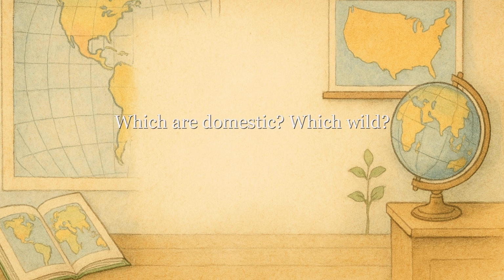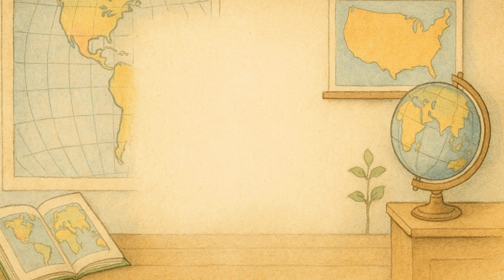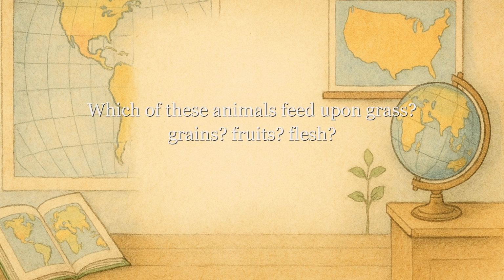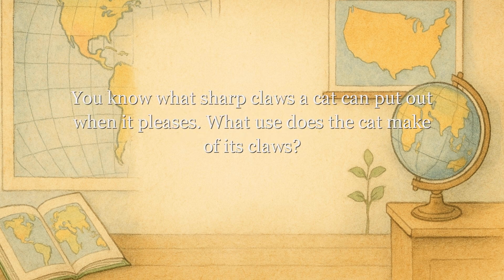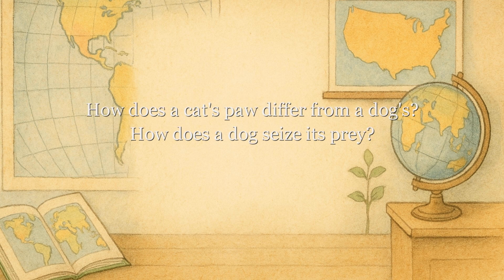Which are domestic? Which wild? Which of these animals feed upon grass, grains, fruits, flesh? You know what sharp claws a cat can put out when it pleases. What use does the cat make of its claws? How does a cat's paw differ from a dog's?